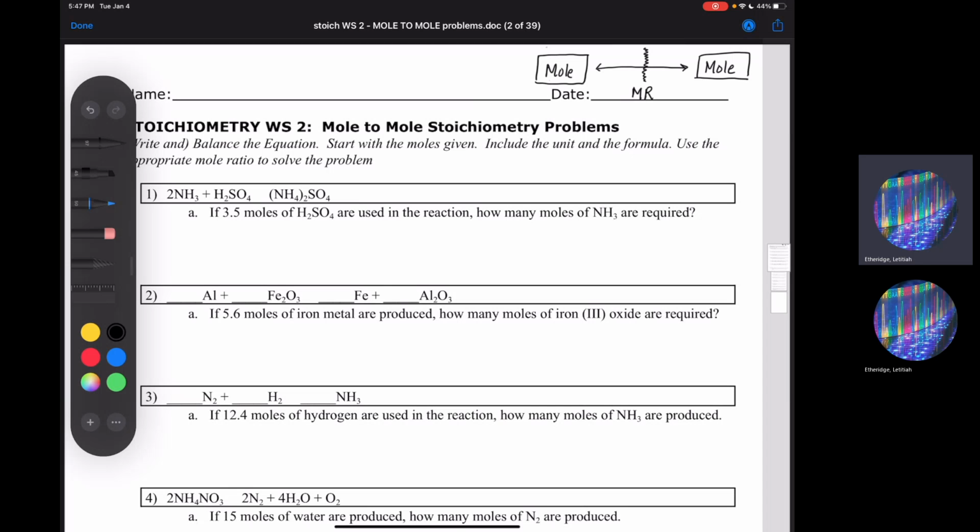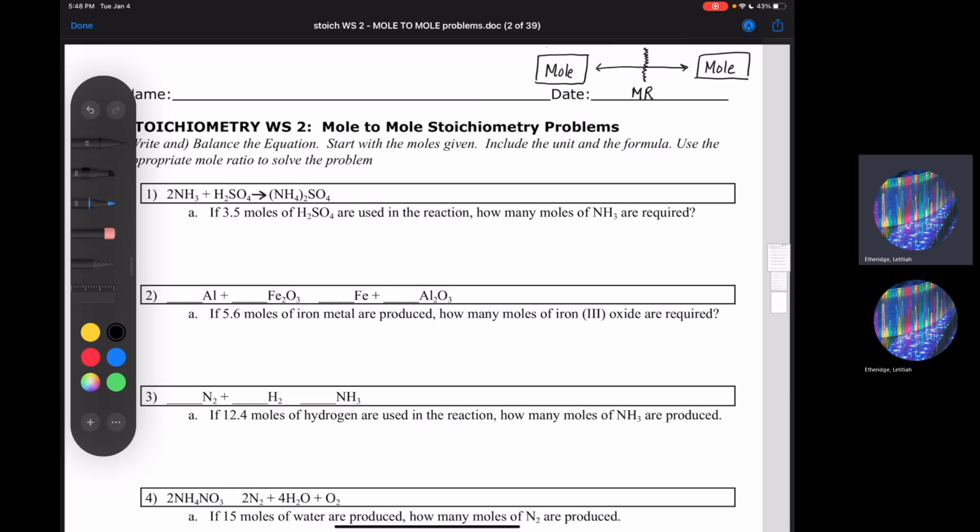All right? So in problem 1, I already have a balanced equation, which is awesome. It looks like the conversion took away some of my arrows. Not a big deal. I'll put it right back in for you. Okay. So we have ammonia that combines with sulfuric acid and makes ammonium sulfate. The question is asking: you have 3.5 moles of sulfuric acid. It wants to know how many moles of ammonia you need for the reaction to happen.